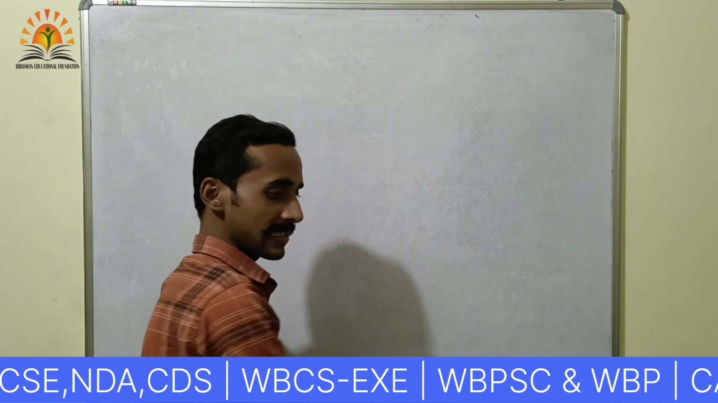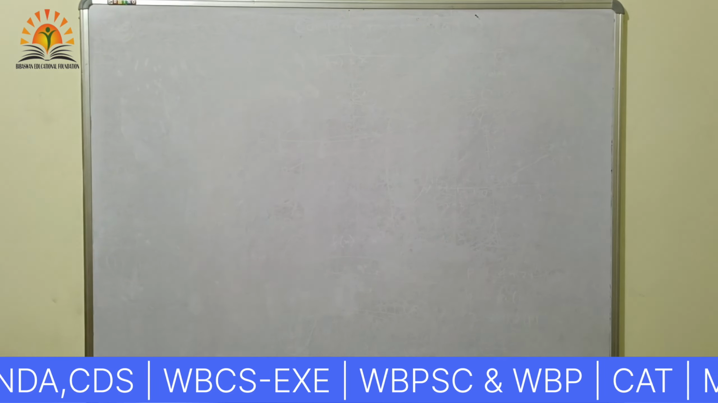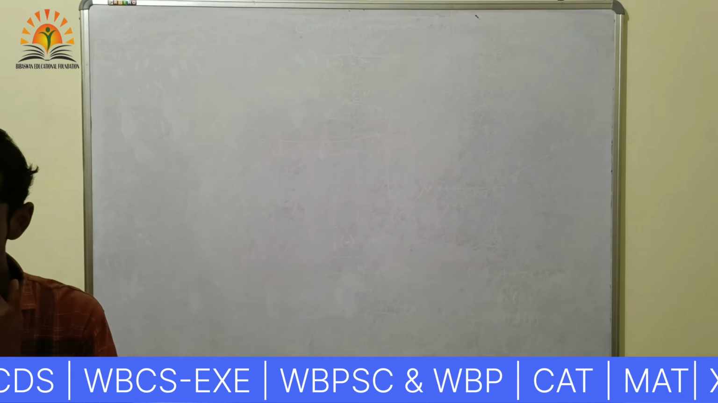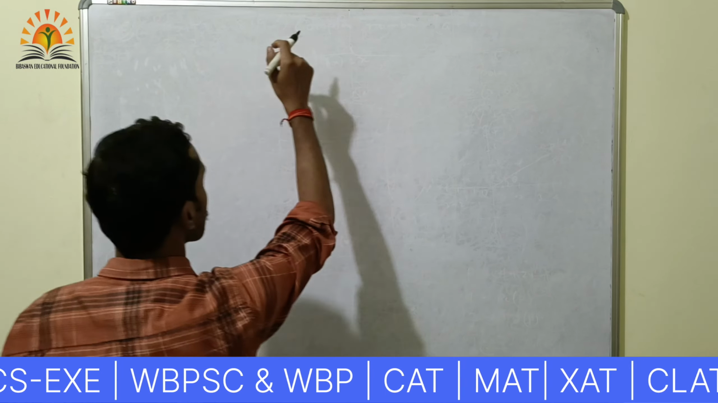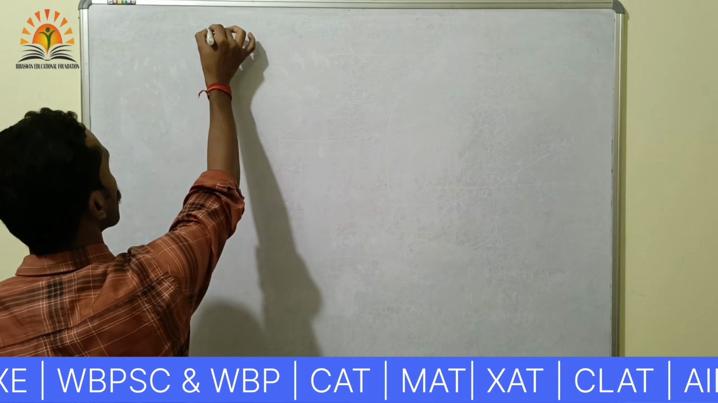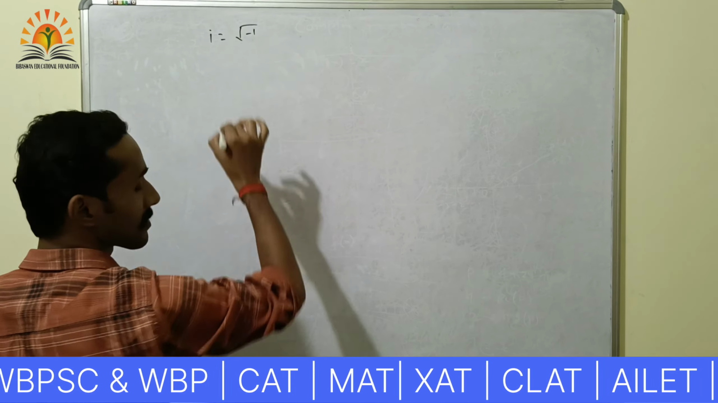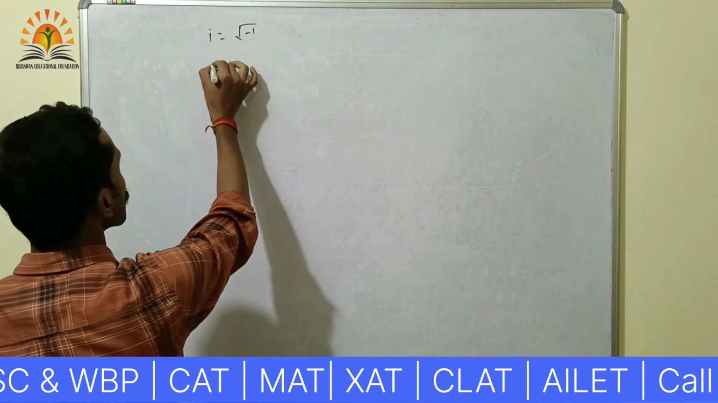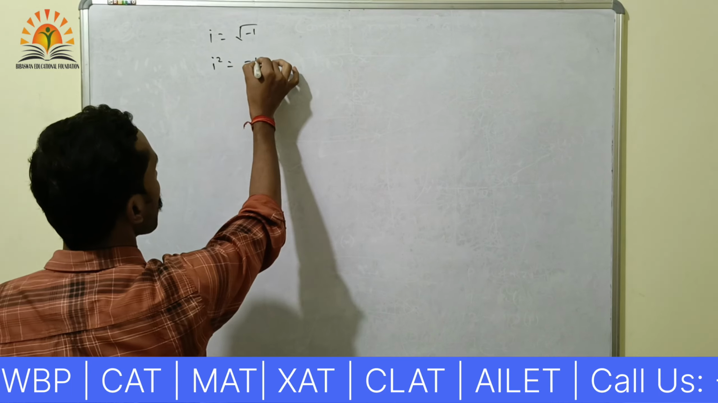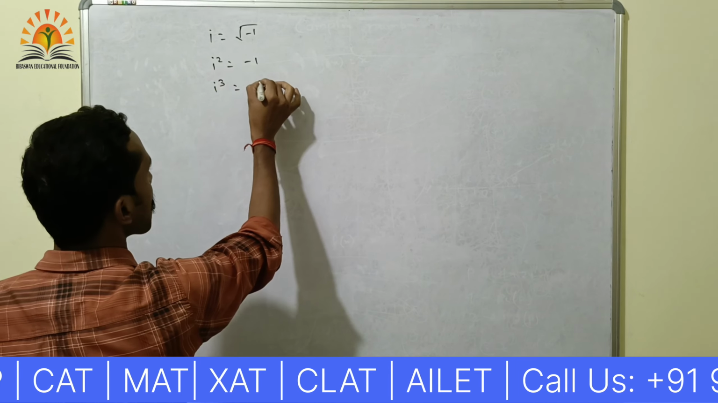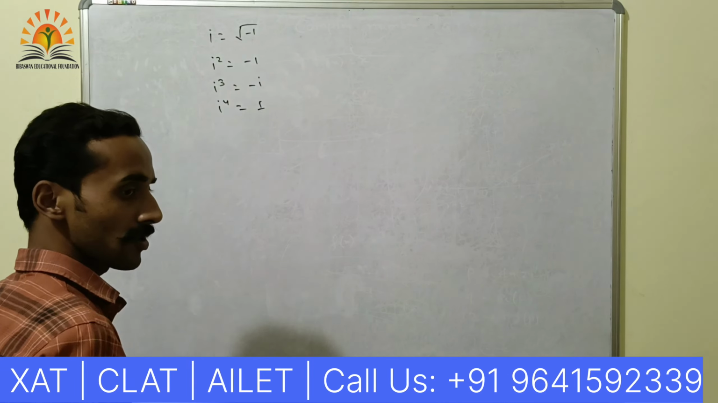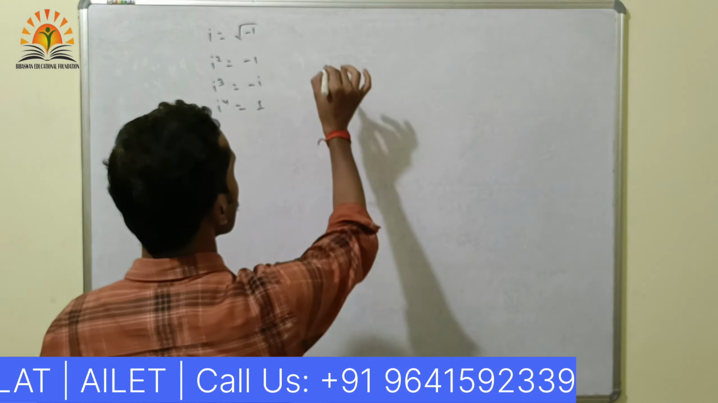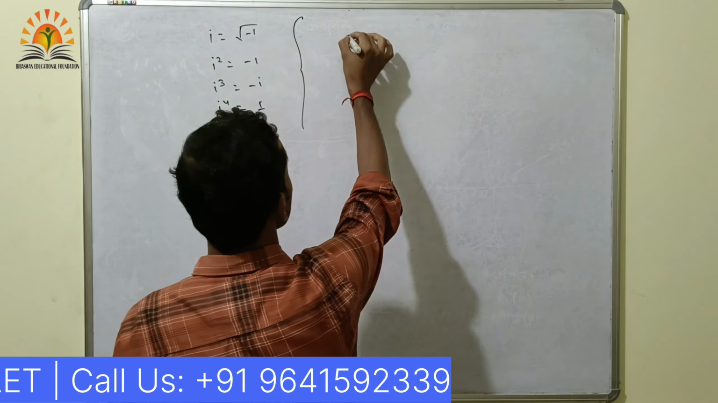Before we discuss complex numbers, first we have to discuss imaginary numbers with some questions. Imaginary number: what does iota mean? Root over minus 1. So iota square means minus 1, iota cube means minus iota, and iota to the power 4 is equal to 1. Now we have to solve 2-3 questions on the basis of that.